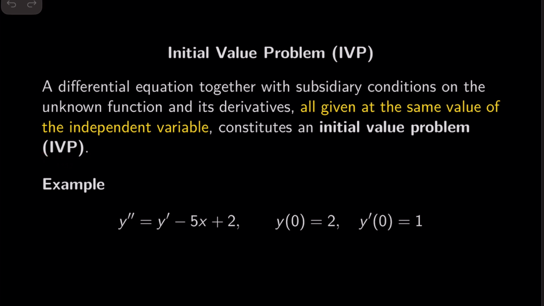That's an IVP. In this example, we have the first subsidiary condition given at x is equal to 0, and we have the second subsidiary condition, that's y prime, at x is equal to 0. We call this an initial value problem since the values of the independent variable in the subsidiary conditions are all given at the same point, that's x is equal to 0.